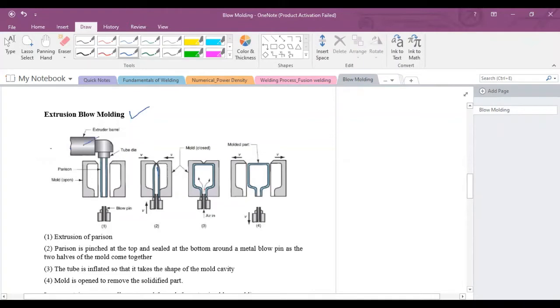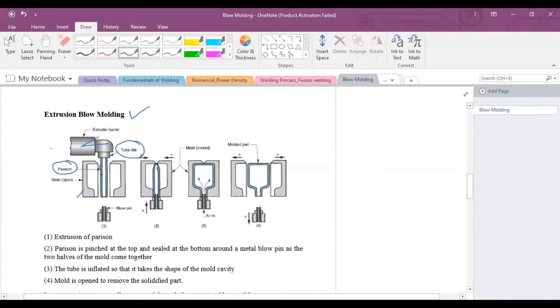There is one extruder barrel. In this extruder barrel, the polymer will melt and flow towards this tube die, and through this die the parison will be produced. In the second stage, this parison will be injected into the mold. As you have seen, both the molds are currently open. In the second stage, this mold will close against the wall of the parison.